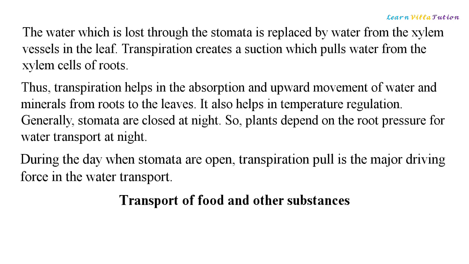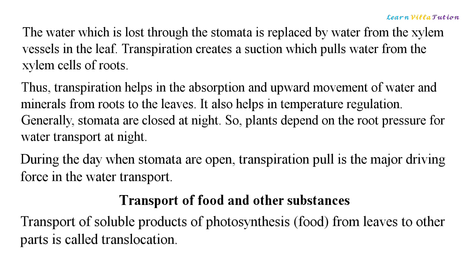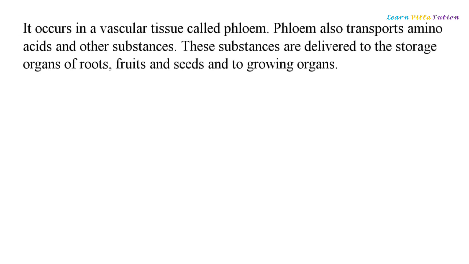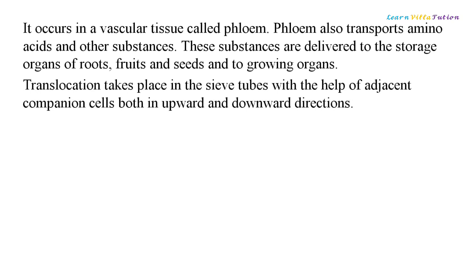Transport of food and other substances. Transport of soluble products of photosynthesis, food, from leaves to other parts is called translocation. It occurs in a vascular tissue called phloem. Phloem also transports amino acids and other substances. These substances are delivered to the storage organs of roots, fruits and seeds and to growing organs. Translocation takes place in the sieve tubes with the help of adjacent companion cells both in upward and downward directions.